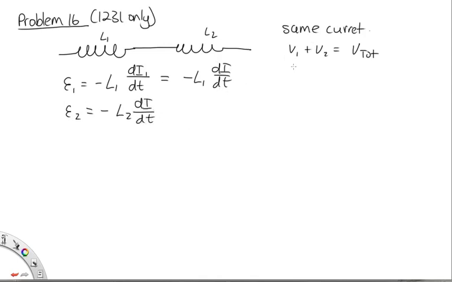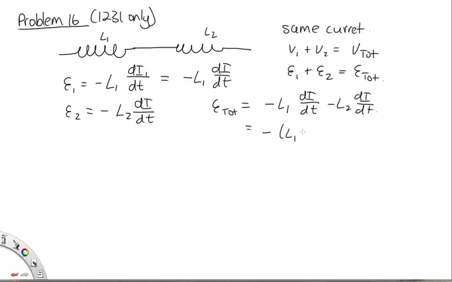Now in series, we've written this, which tells us epsilon 1 plus epsilon 2 is equal to the total, and so we've got the total EMF is equal to minus L1 di/dt minus L2 di/dt, which is equal to minus (L1 plus L2) di/dt. So the total EMF, we can write as minus L total di/dt. These cancel, and you can see that the equivalent inductance is equal to L1 plus L2. So we've shown that relationship now.